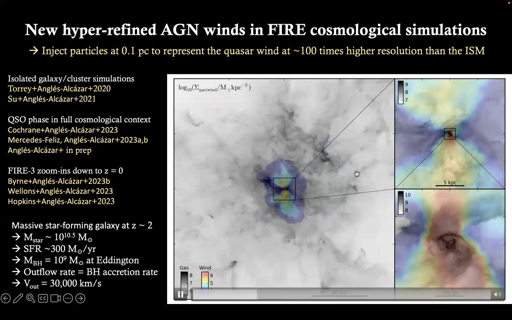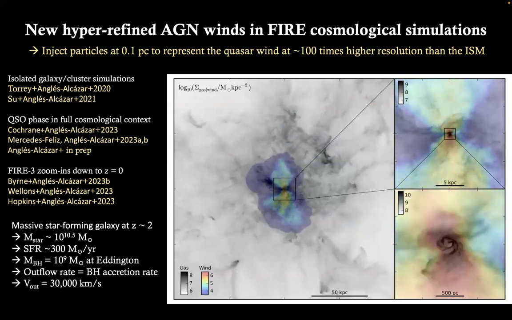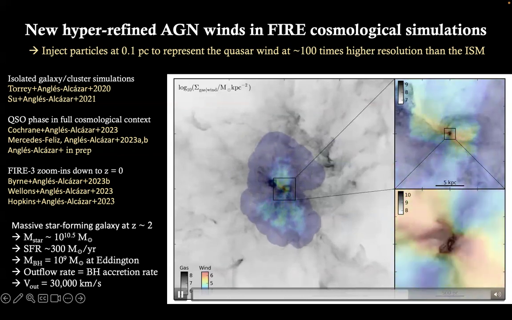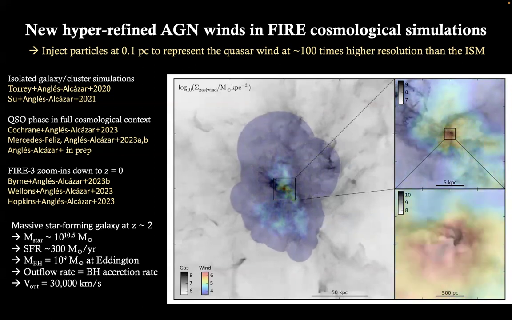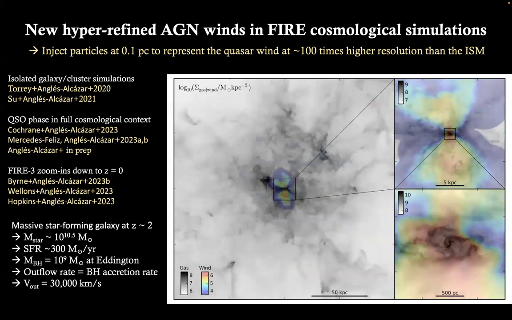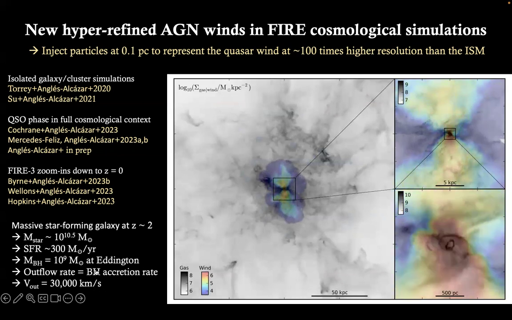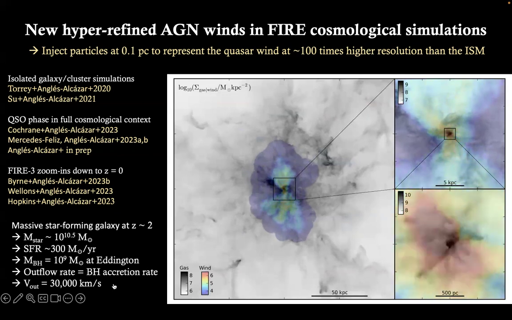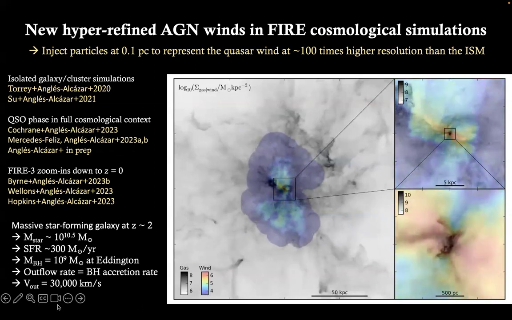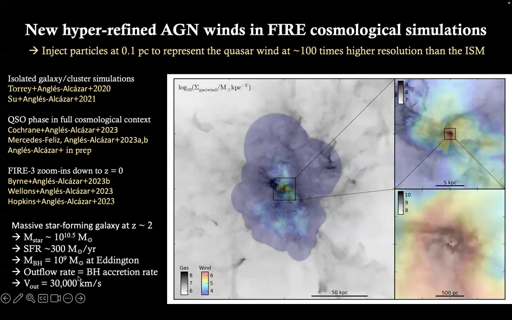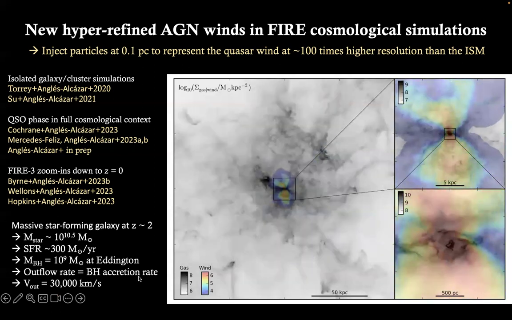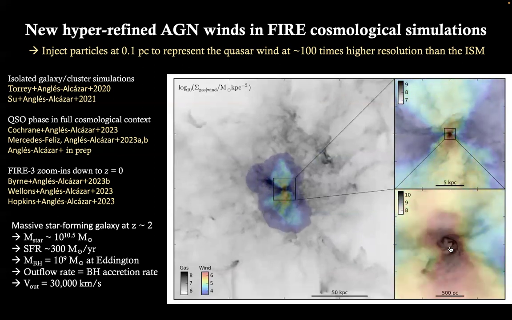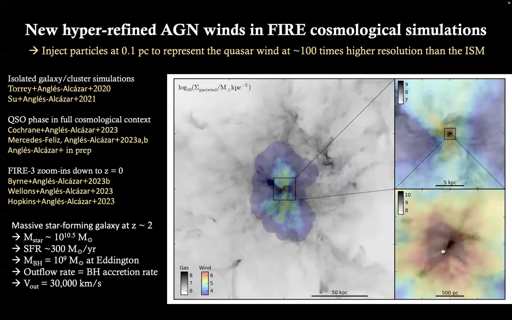So the animation here is showing, on the color scale, the propagation of winds. The winds are injected at 0.1 parsec around the black hole. We assign them some mass outflow rate and velocity with parameters just taken from observations. Velocities typical of BAL winds, broad absorption line winds, and then outflow rates of the same order as the black hole accretion rate. And then we let the winds escape and naturally interact with the surrounding interstellar medium.